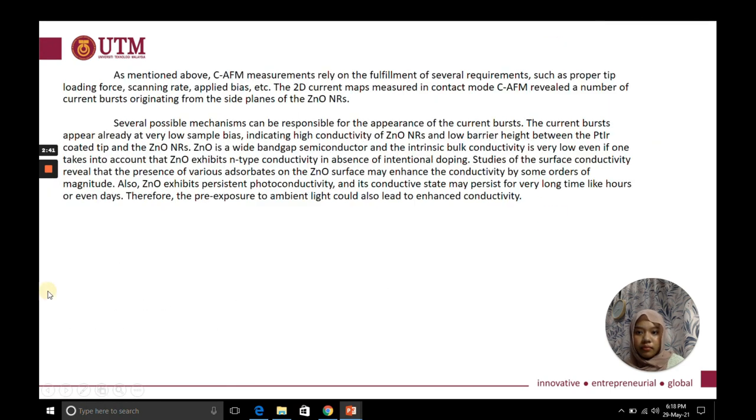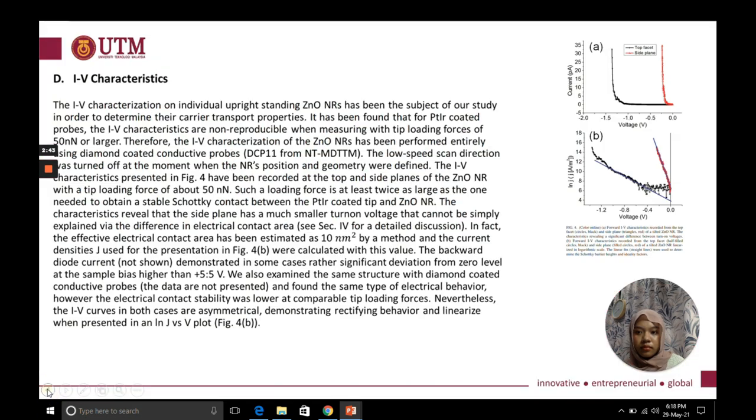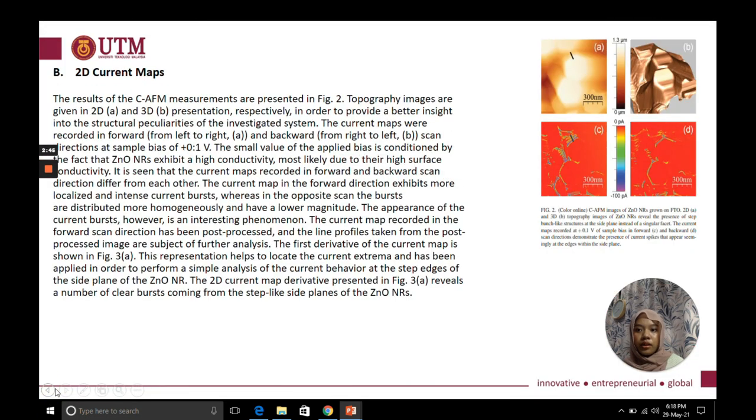And then for the 2D current maps, the results of the CAFM measurements are presented in figure 2. Topography images are given in 2D, which is figure 2A, and also in 3D in figure 2B, respectively, in order to provide a better insight into the structural peculiarities of the investigated system.